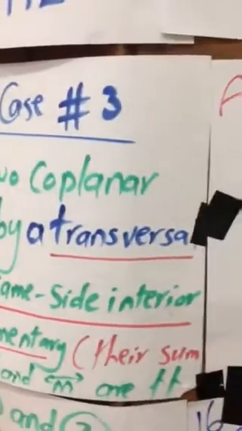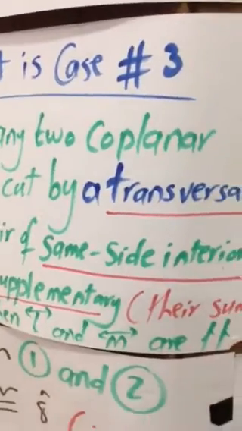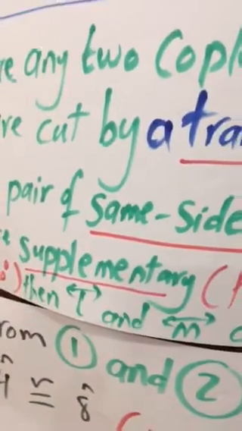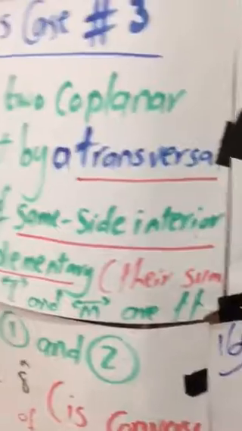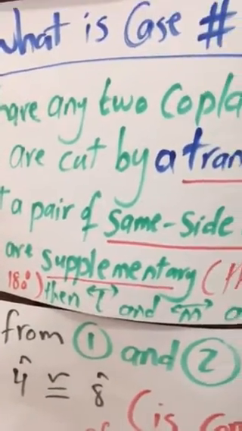What is case number 3? If any two coplanar lines, L and M, are cut by a transversal, the black line, so that a pair of same side interior angles, bravo, same side, means their sum equals 180. We have another name for them: supplementary. Excellent. As you see, we underlined supplementary. It says their sum is equal to 180. Then again, we can say that these two lines are parallel.